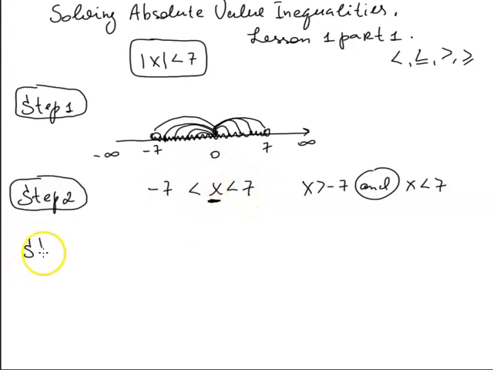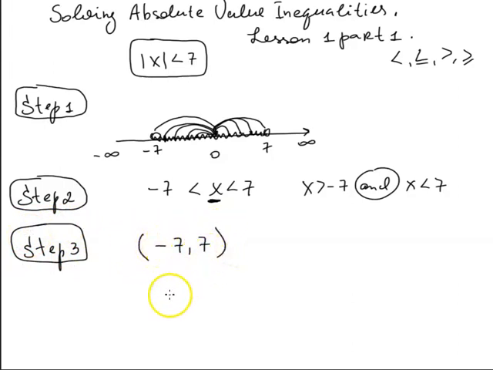And then step 3, the final inequality gives the solution set from negative 7 to 7 in interval notation. So I'm using parentheses because there's no equality sign involved. Remember, if there's an equality sign, there would be brackets, but if there's no equality sign, it would be parentheses. So any number between negative 7 and 7 will make this inequality true.